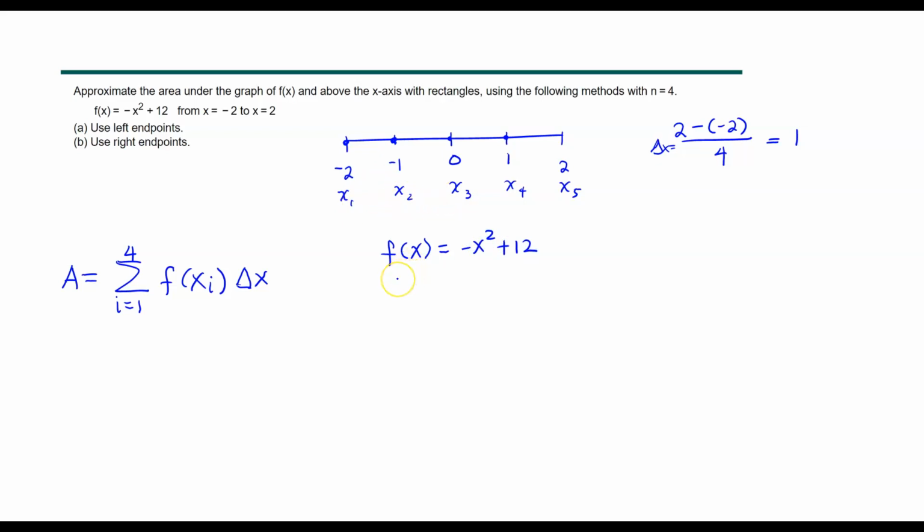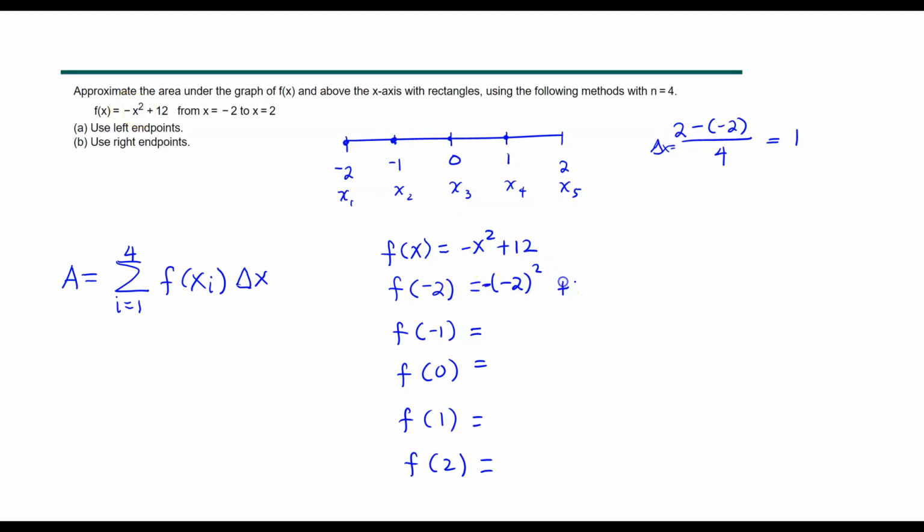So what I would suggest is you go ahead and evaluate the function first at -2, then evaluate it at -1, at 0, at 1, and then at 2, because you would use that, right? These are the lengths of your rectangles. So you will plug this in here. So you have negative 2 squared. So there's a negative sign here. That's negative of negative 2 squared plus 12. So that's 4. Negative 4 plus 12 is 8.